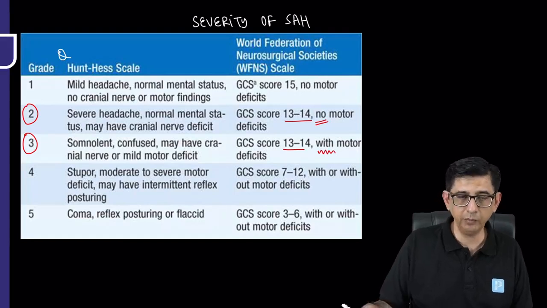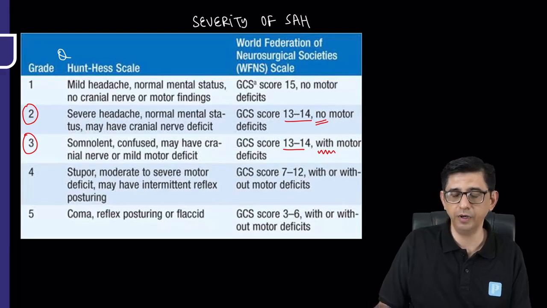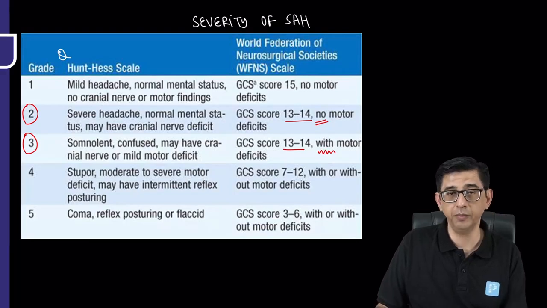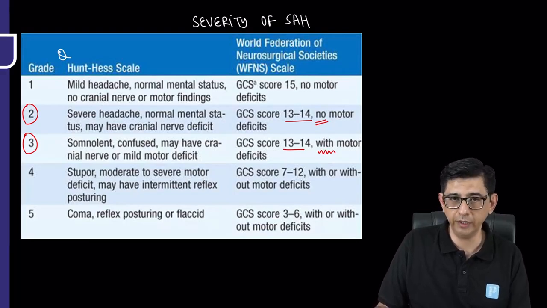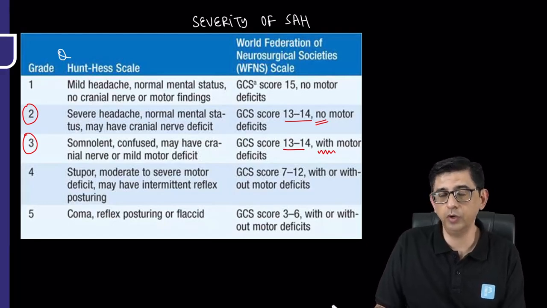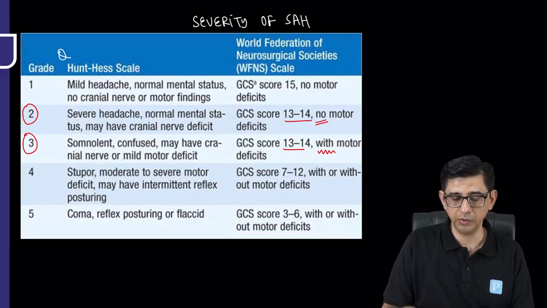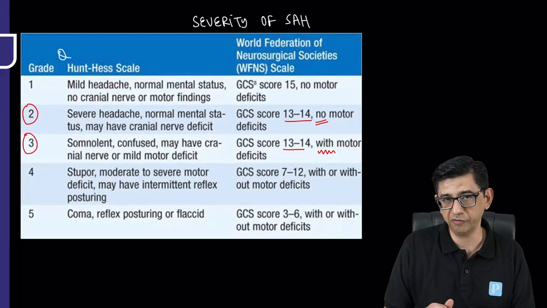So for the remaining grades, the GCS values are anyway reducing. Like in grade 4, it's a GCS value 7 to 12. For grade 5, it's a GCS value 3 to 6. But the only difference or the point from the examiner's perspective is grade 2 and grade 3. Both would have the same GCS values of 13 to 14, but the difference is that grade 2 has no motor deficit and grade 3 has presence of motor deficit. The names of the scales are Hunt and Hess and WFNS scale.